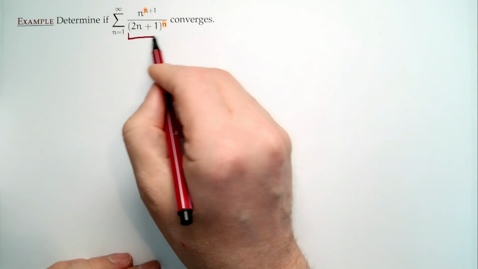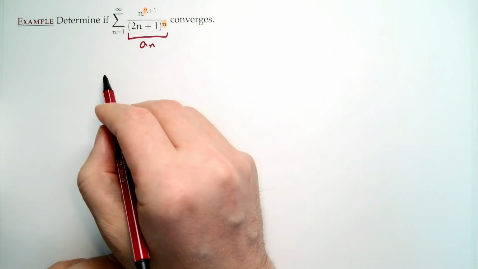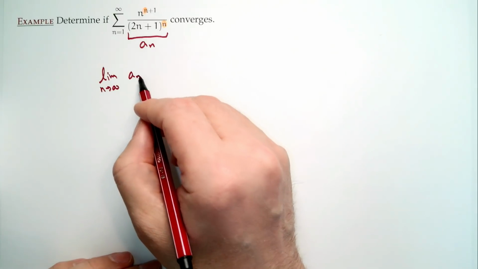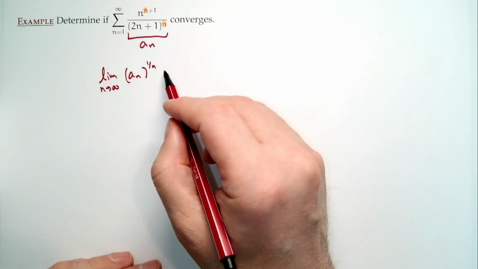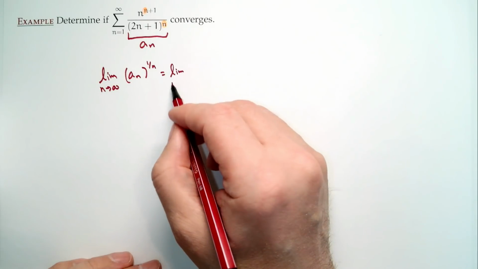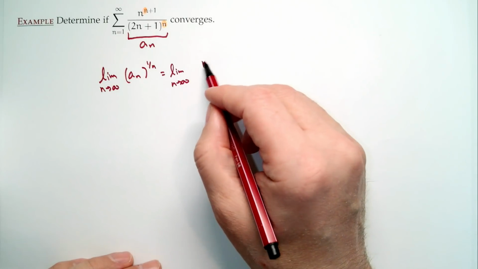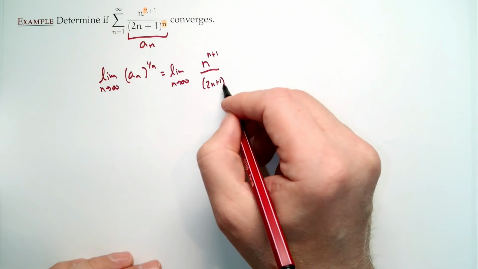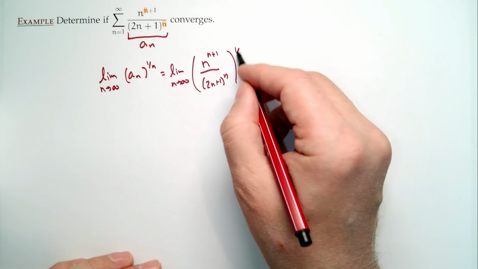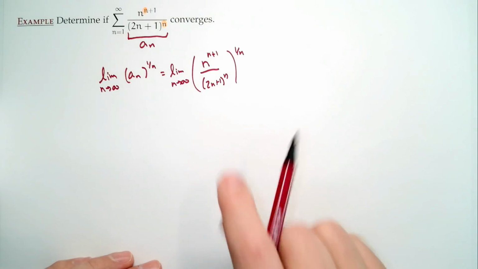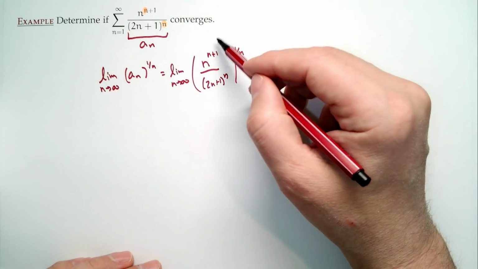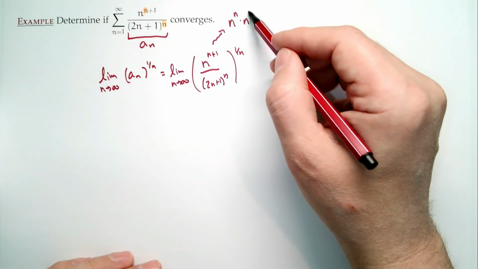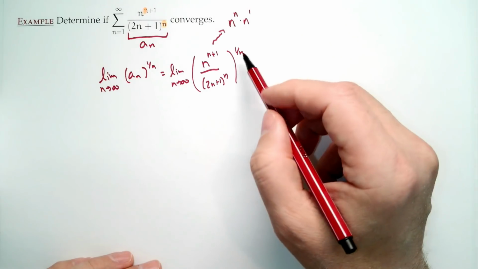So let's think of this as our a sub n. So if we look at the limit as n goes to infinity of a sub n to the power 1 over n, well, that's the limit as n goes to infinity. We have n to the power n plus 1. Divide that by 2n plus 1 to the power n, all to the power 1 over n. Now, n to the power n plus 1, let's just make a little note here. That's the same as n to the power n times n to the power 1.